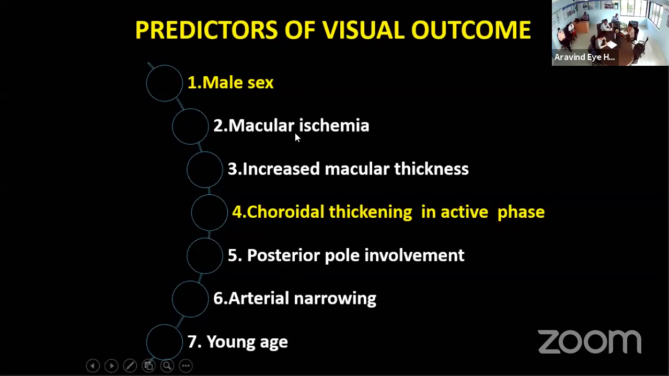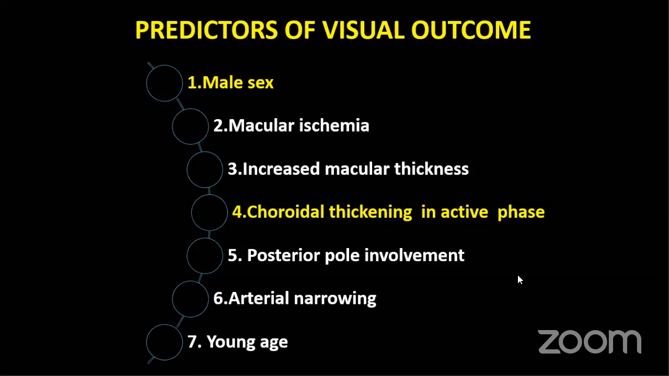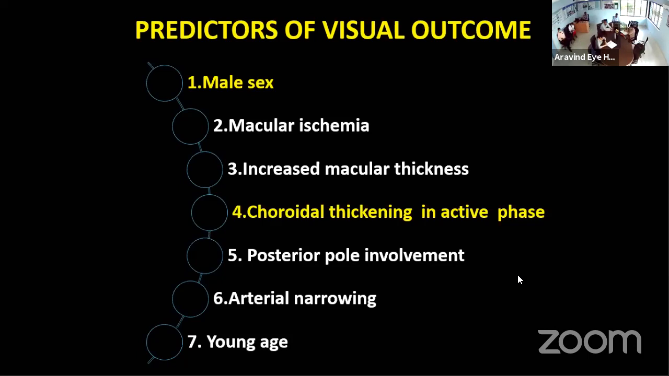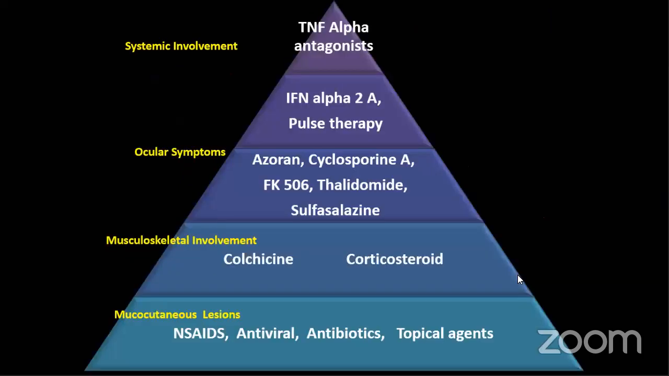The most important thing in our practice which we need to keep in mind is, of course, Behcet's is more common in males, and you do an OCT that shows a lot of choroidal thickening. Keep in mind, you are going to have a very, very aggressive form of Behcet's, and we need to press the accelerator full to plan the further course of treatment.